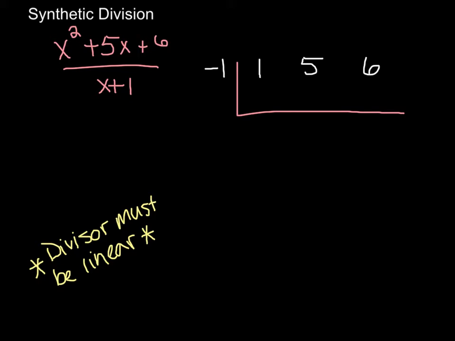First, you start off by bringing down the 1. Now we're going to multiply this guy by our -1, which is -1. 5 plus -1, which is 4. Now we're going to multiply that by our -1 again. So 4 times -1 is -4. And then 6 minus 4 is just 2.